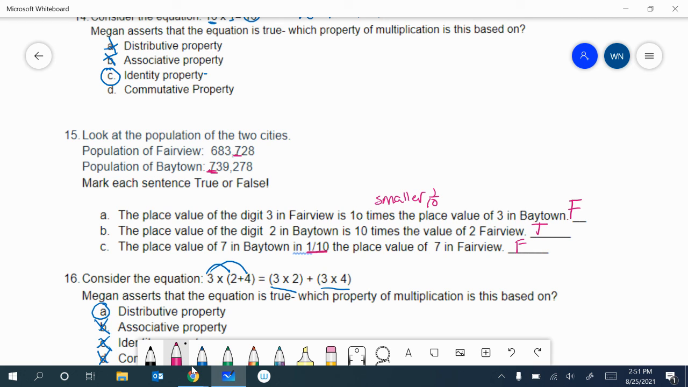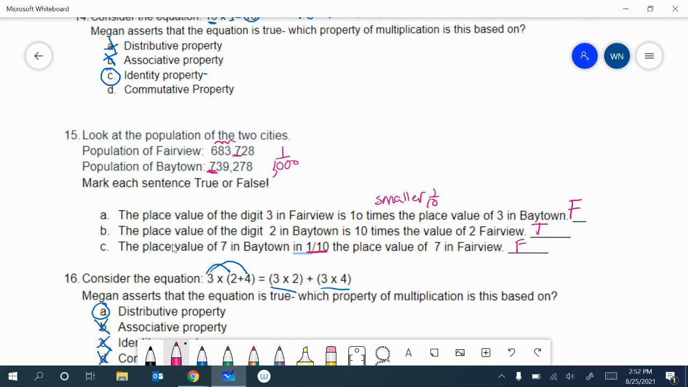And then it's also saying 1/10. This would be 1/10, 100th, 1,000. So this 7 is actually 1,000th the value of the other 7. So that's definitely false. So you should have false, true, false.